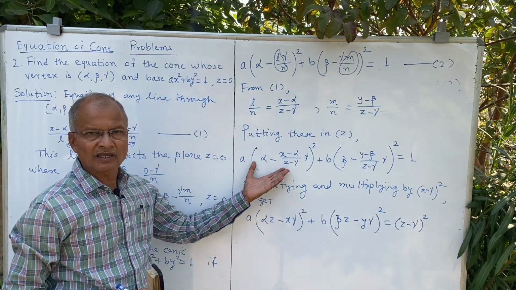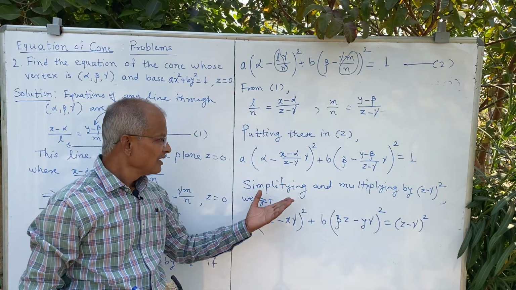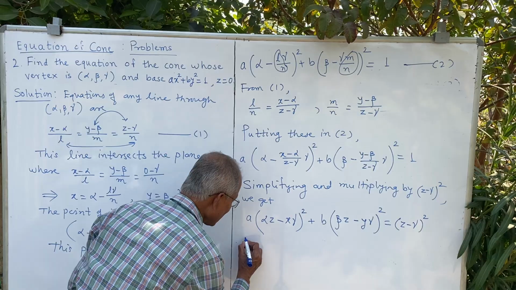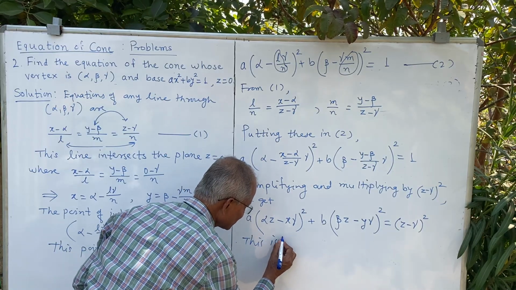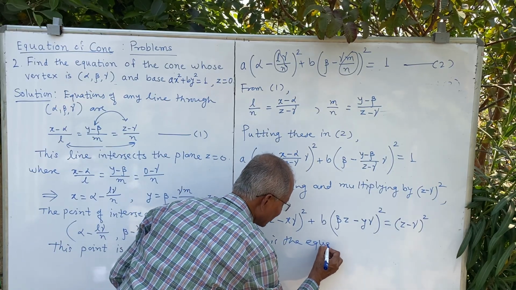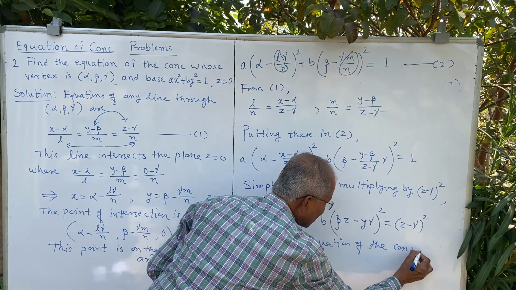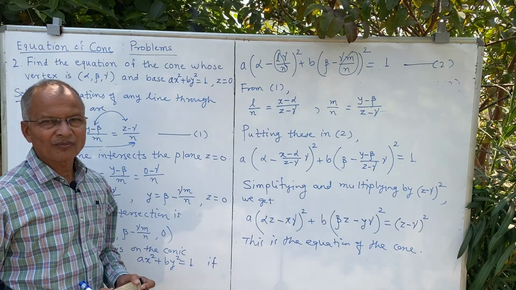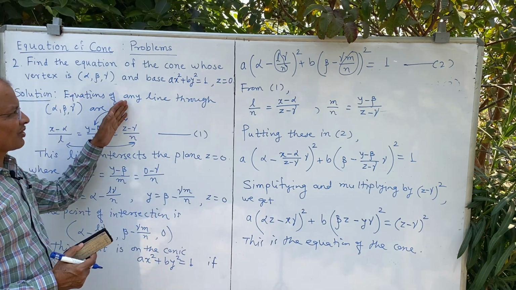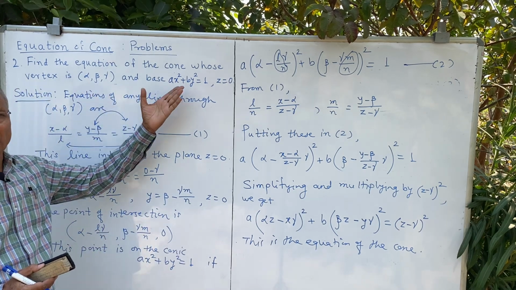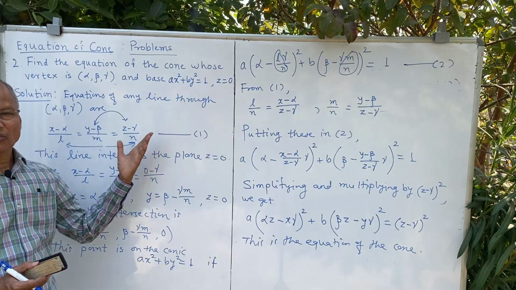So, this is the equation of the required cone. I think you can understand this is the equation of the required cone. In this way we can solve problems to find the equation of a cone whose vertex is given and base is given. Thank you for watching the lecture.